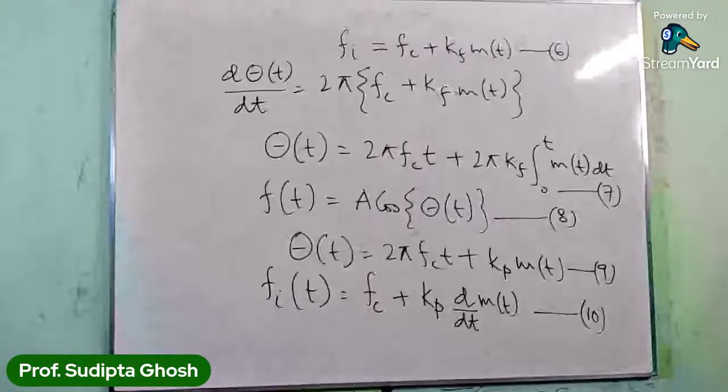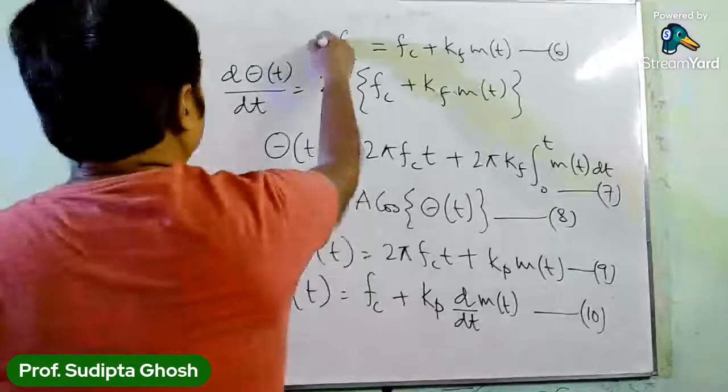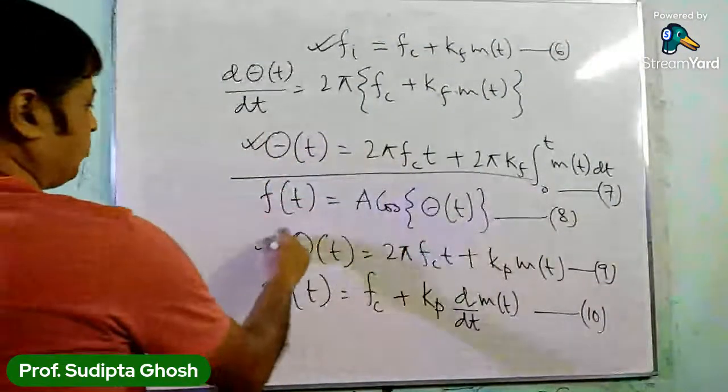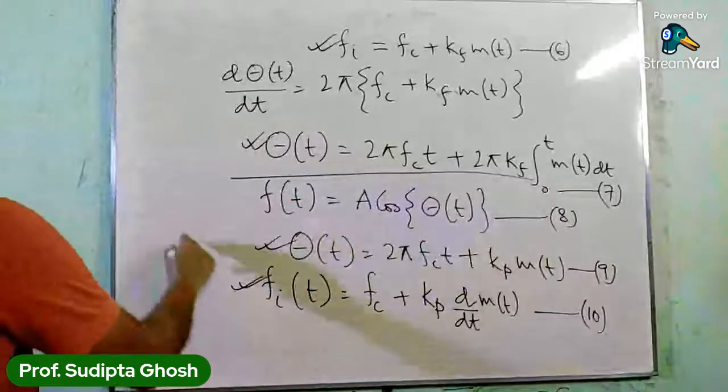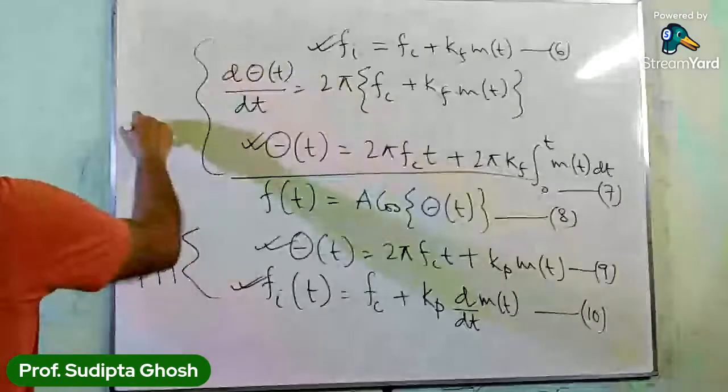Equations 6 and 7 are the two equations for the FM case, that is frequency modulation, as well as equations 9 and 10, that is θ(t) and fi(t), are the cases for phase modulation. So let's talk about these four equations. One is equation 6 with equation 7, and then equation 9 and equation 10. These two are the PM cases and these are the FM cases.